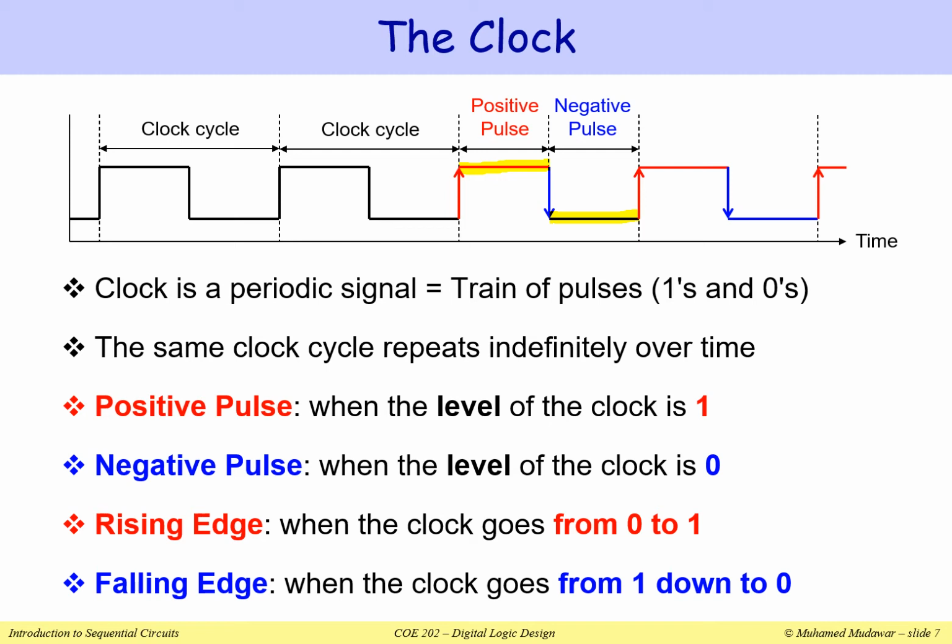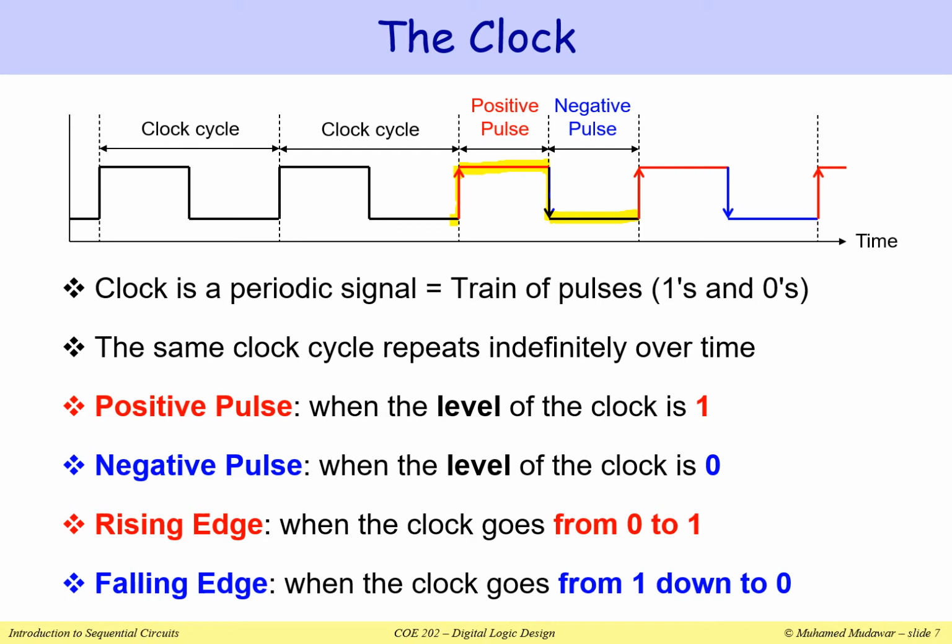Now the clock also has two edges. It has a rising edge. It means that the clock will go from 0 up to 1. That's the rising edge of the clock. Also, it has a falling edge. It means that the clock is going to drop from 1 down to 0. That's the falling edge of the clock. So there are two levels for the clock. There are also two edges for the clock. Remember that the levels and the edges are very important when we talk about memory elements.